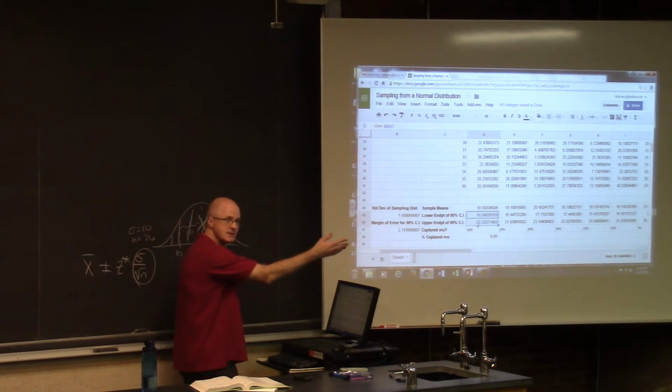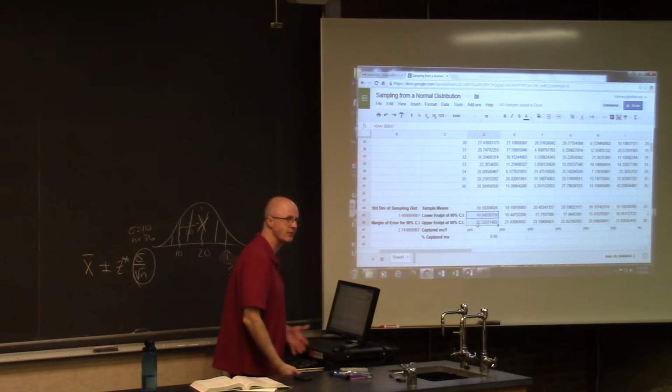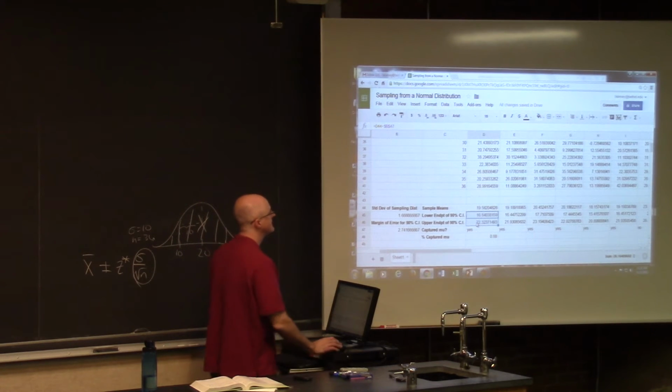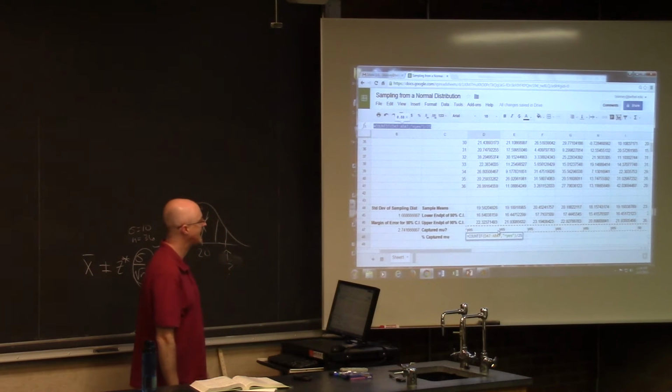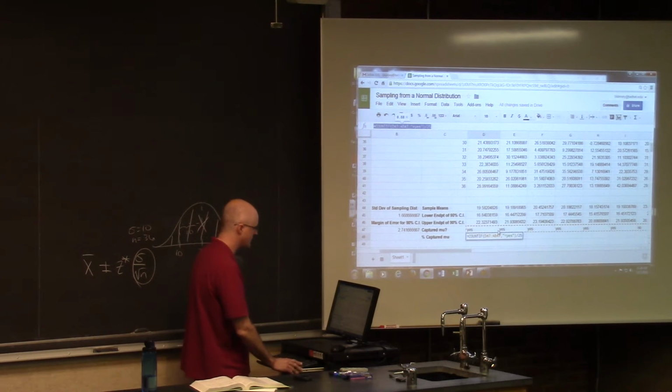Notice you get different answers for different samples. That's a real fundamental thing in this class to realize. Then the question is, what percentage of these contain the true value of mu? We used IF, and that was the hardest part here, to decide if it captured mu, and to return a yes if it did, and a no if it doesn't. And then finally we used COUNTIF and divided by 25 to calculate the percentage of those samples that contain mu. And again, the answer should be close to 90%.